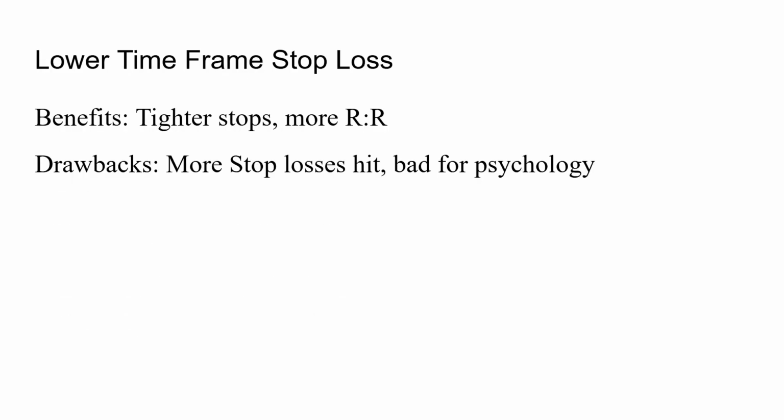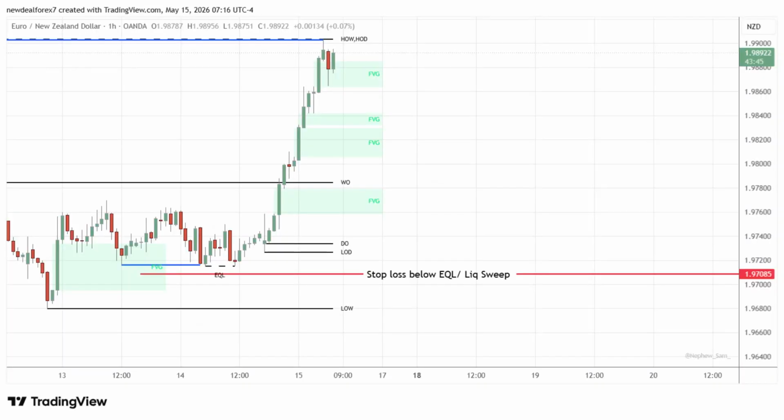Okay, I trade the 1 hour. I used to trade the 5 minute. The benefit of placing your stop loss around those levels is you will get a tighter stop, and it could lead to more risk to reward or higher gains. But the drawback is you're going to have more stop losses hit, and it could be bad for your psychology. So here's an example. This is a 1 hour chart. Based on the structure of the 1 hour chart, you could put a stop loss below, let's say, this liquidity sweep and these equal lows here.